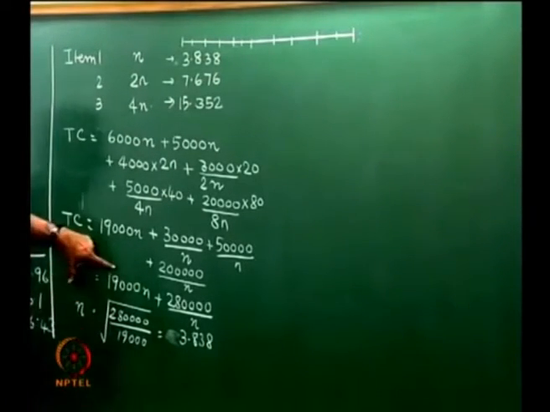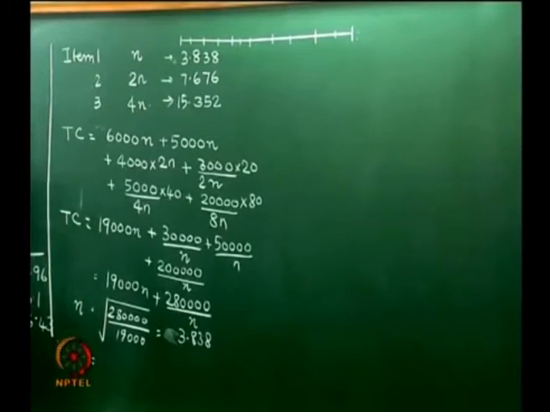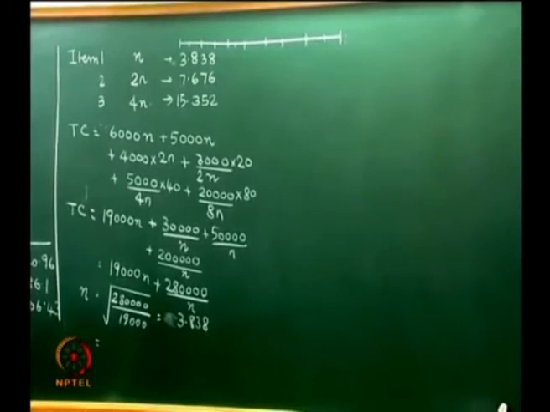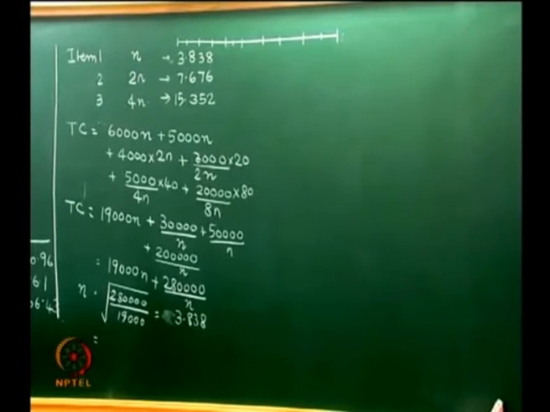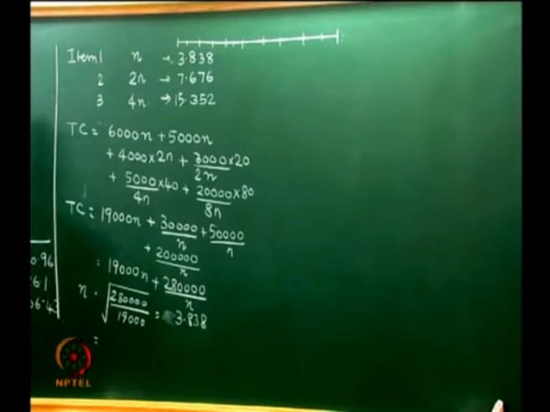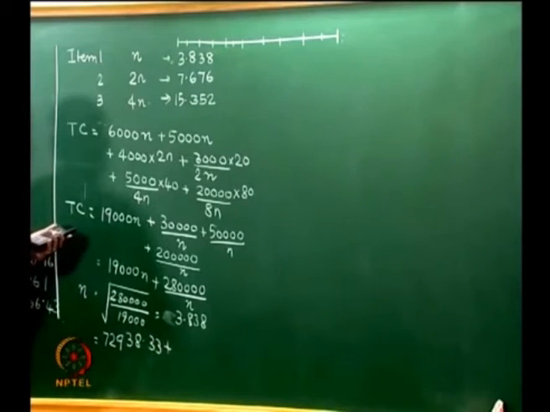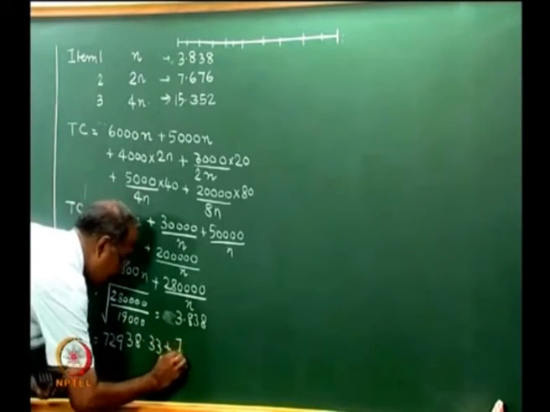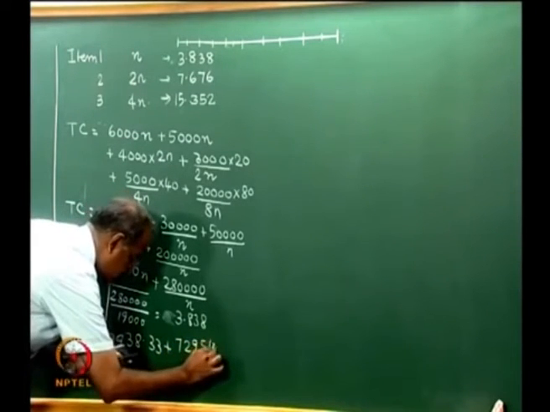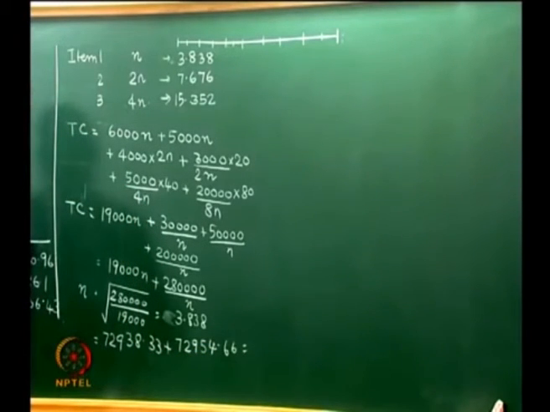And now, when we substitute this n into the total cost at the optimum, for this n, the total cost is 19,000 plus 72954.66, which is 145,892.